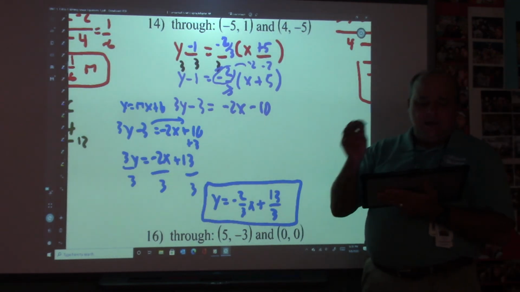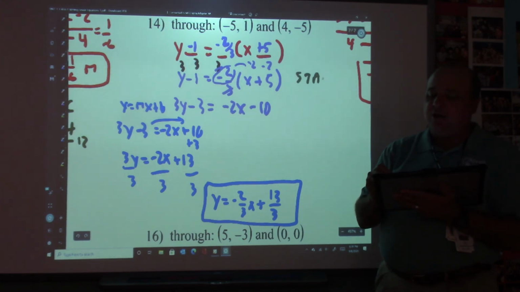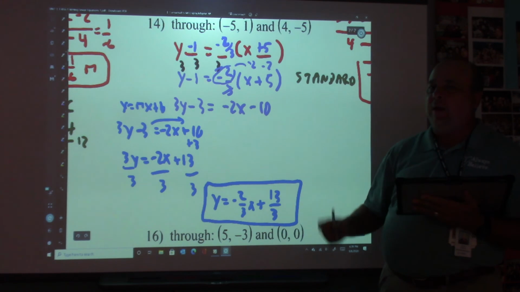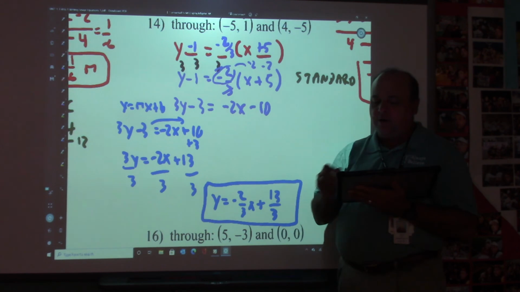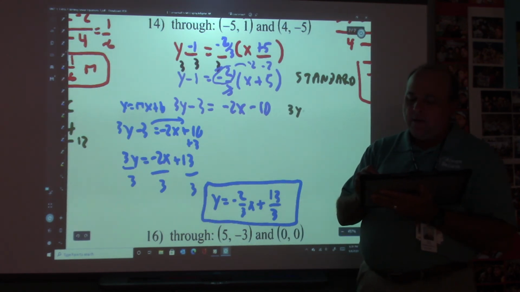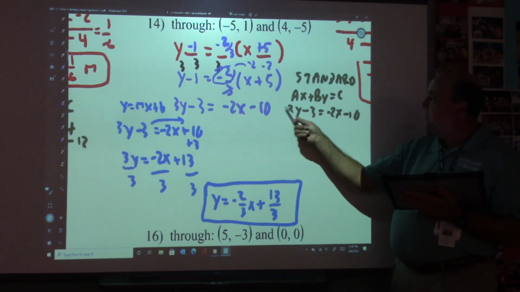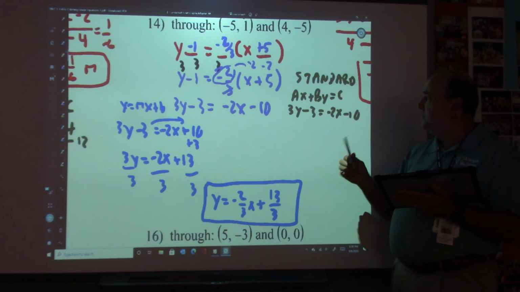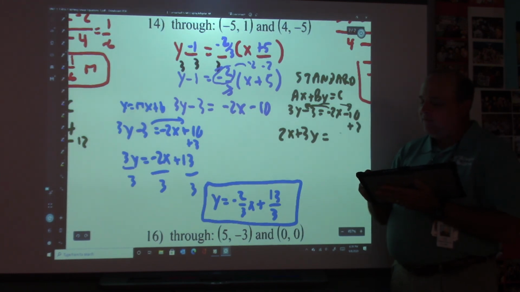Let's do our standard form. So standard, remember, standard lets you find those intercepts. And we're going to use standard form a lot when we get to linear systems, okay? So it's important you're getting this standard down. I'm going to write down ax plus by equals c. And then 3y minus 3 equals negative 2x minus 10. So to turn this into this, I got to move the x to the beginning and the 3 to the right. This is pretty simple. So I'm going to take the negative 2x. I'll have 2x plus 3y. Move that negative 3 over here. And negative 10 plus 3 is 7, isn't it?